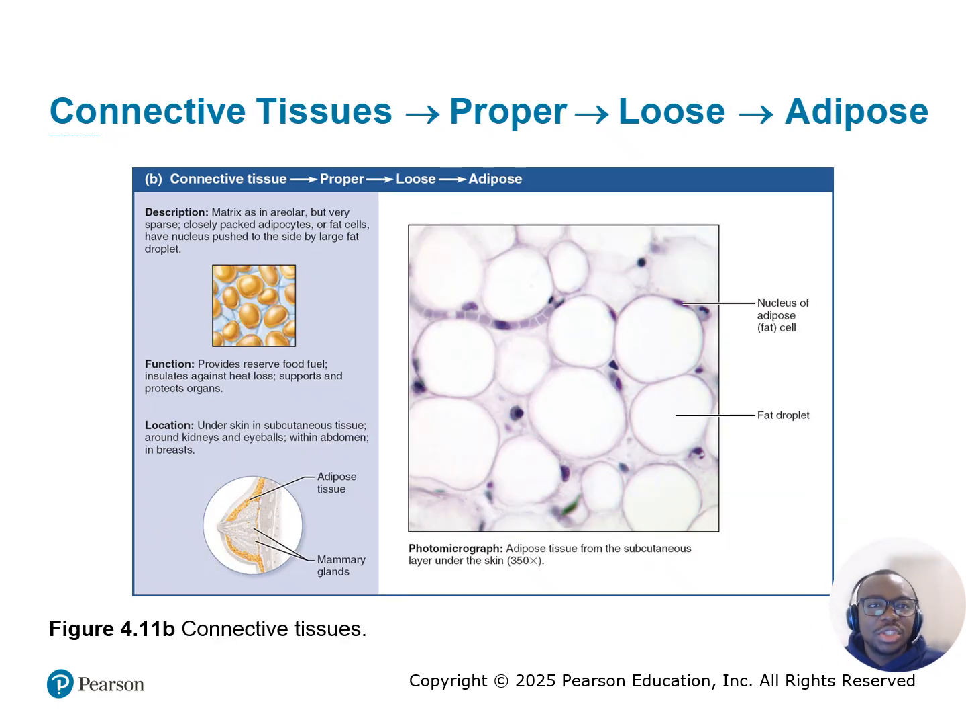Next is adipose tissue. Adipose tissue is very similar to areolar connective tissue, but with very sparse matrix. Adipose tissue has densely packed fat cells called adipocytes. Large fat droplets within the cell push the nucleus to the side. The functions of adipose tissue include to provide reserve fuel, insulate against heat loss, support and protect organs. It is found under the skin in subcutaneous tissue, around kidneys and eyeballs, and within the abdomen and breast.